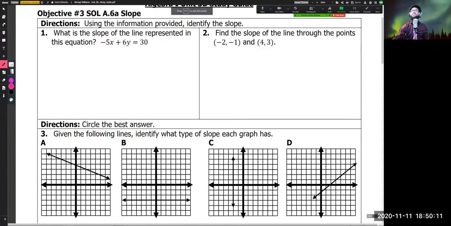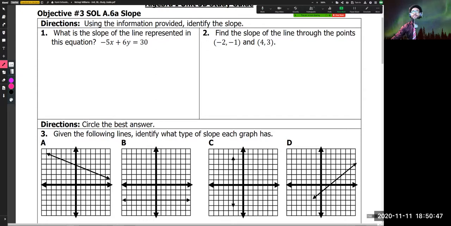So let's go ahead and start with number 1. Let me go ahead and make this full screen. Our directions say, using the information provided, identify the slope, okay? Number 1 says, what is the slope of the line represented in this equation? I'm going to show you a foolproof method for finding the slope of any line given an equation. There are actually a couple of different methods. I'll show you one that'll work every time, and then while we're in class, go ahead and ask me in the Zoom chat to show you the other one. So let's get started with this first one.